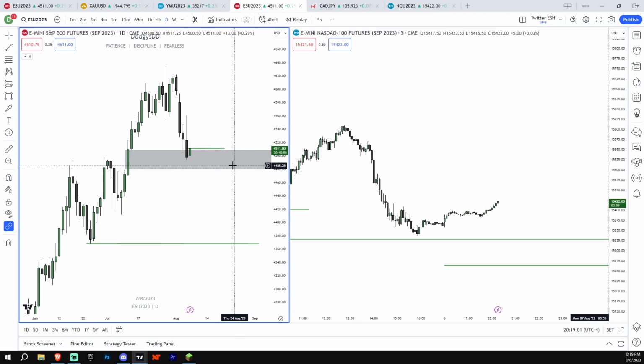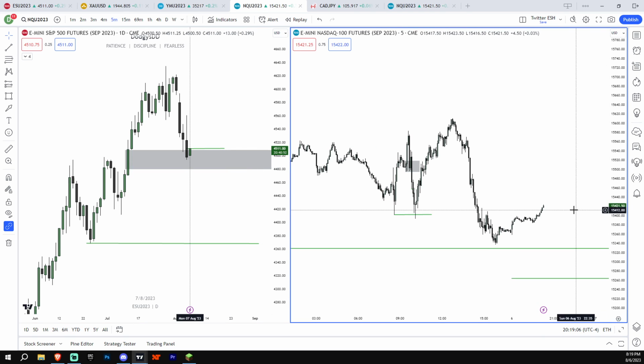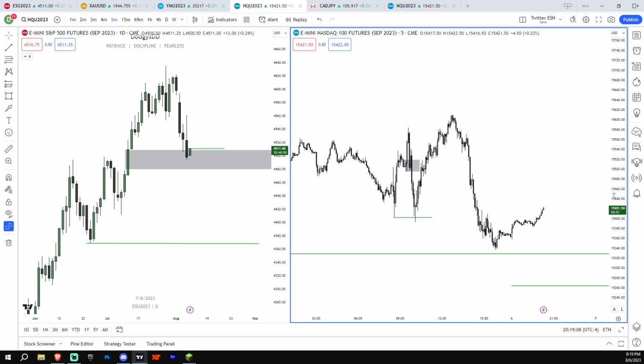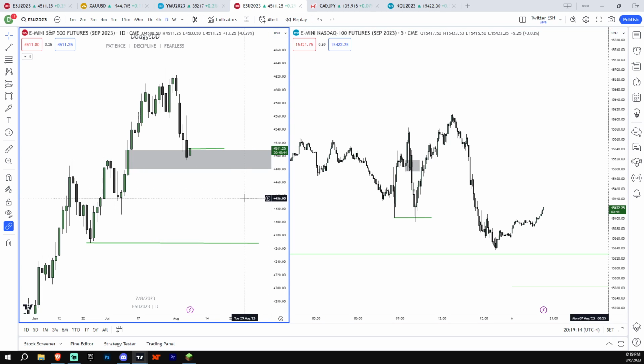ICT, what he used to do is he used to just have these outrageous draw on liquidity callouts, and typically he was right, and he'd call them based off of nothing. He'd just be anticipating something, but I wait till it's confirmed, and then I'll call the draw on liquidity.